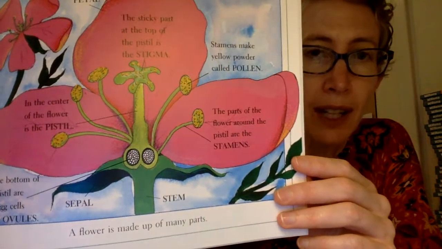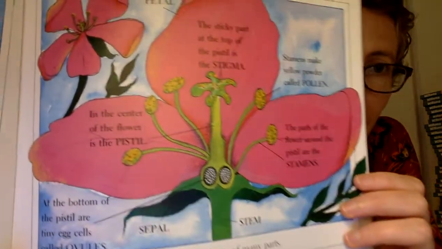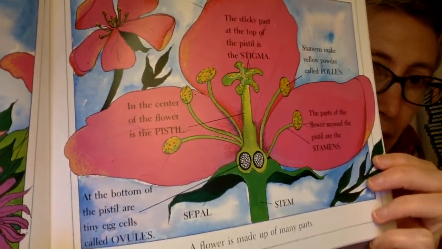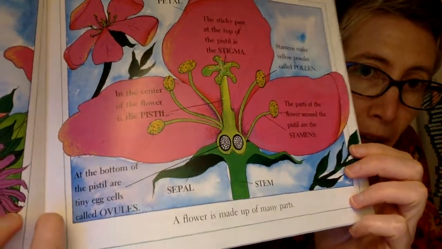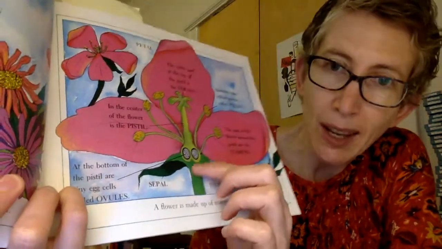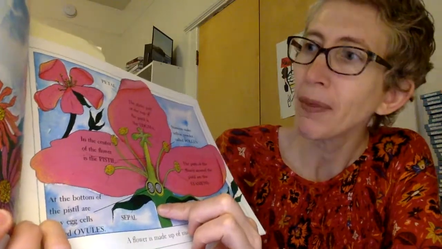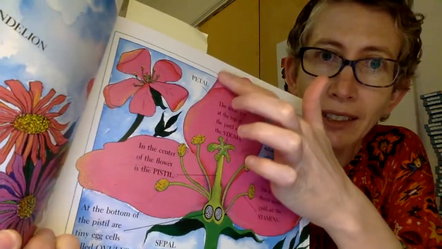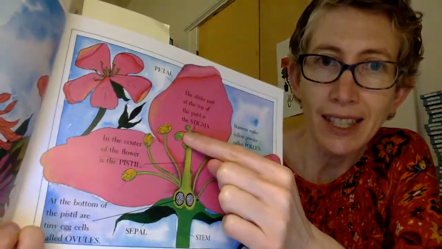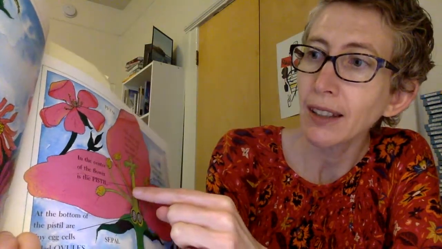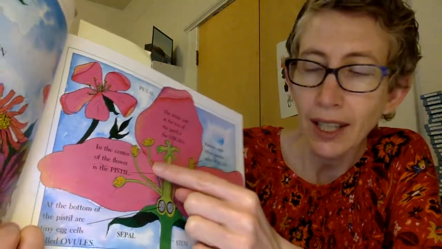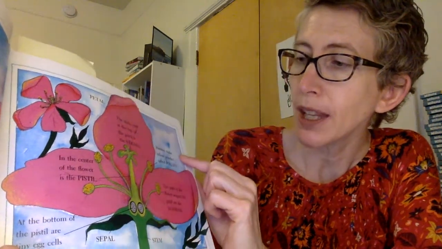A flower is made up of many parts. Let's look at all the labels on this page here. So this part is called the stem. We know about the stem, right? Here's some other parts. Here's a petal. The sticky part at the top of the pistil is called a stigma. This is a stigma, and this is the pistil. In the center of the flower is a pistil. Stamens make yellow powder called pollen.